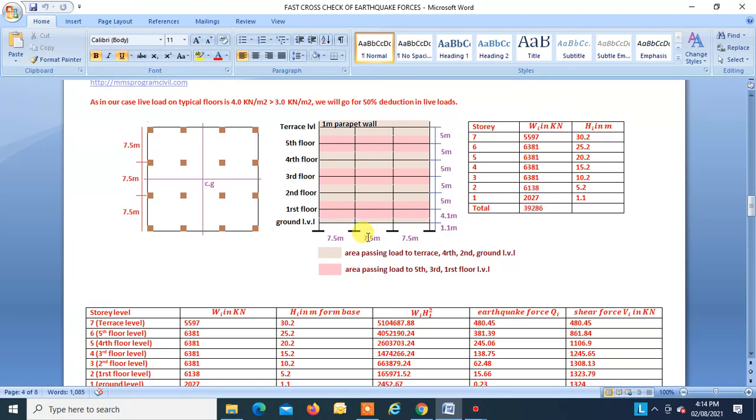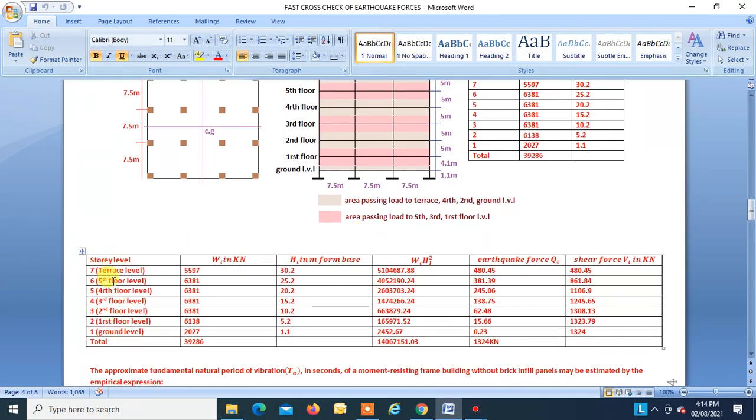Okay, so this thing is repeated over here. These are the story levels: terrace, fifth floor, fourth floor, third floor, second floor, first floor, ground level. These are the corresponding seismic weights. This is the total seismic weight of the building. These are the seismic weights of the individual floors, right? So this is the total seismic weight of the whole building. Okay, these are the corresponding heights with respect to the base. This is Wi by h square. Okay, and this is the total, that is the sum of Wi by hi square, right?